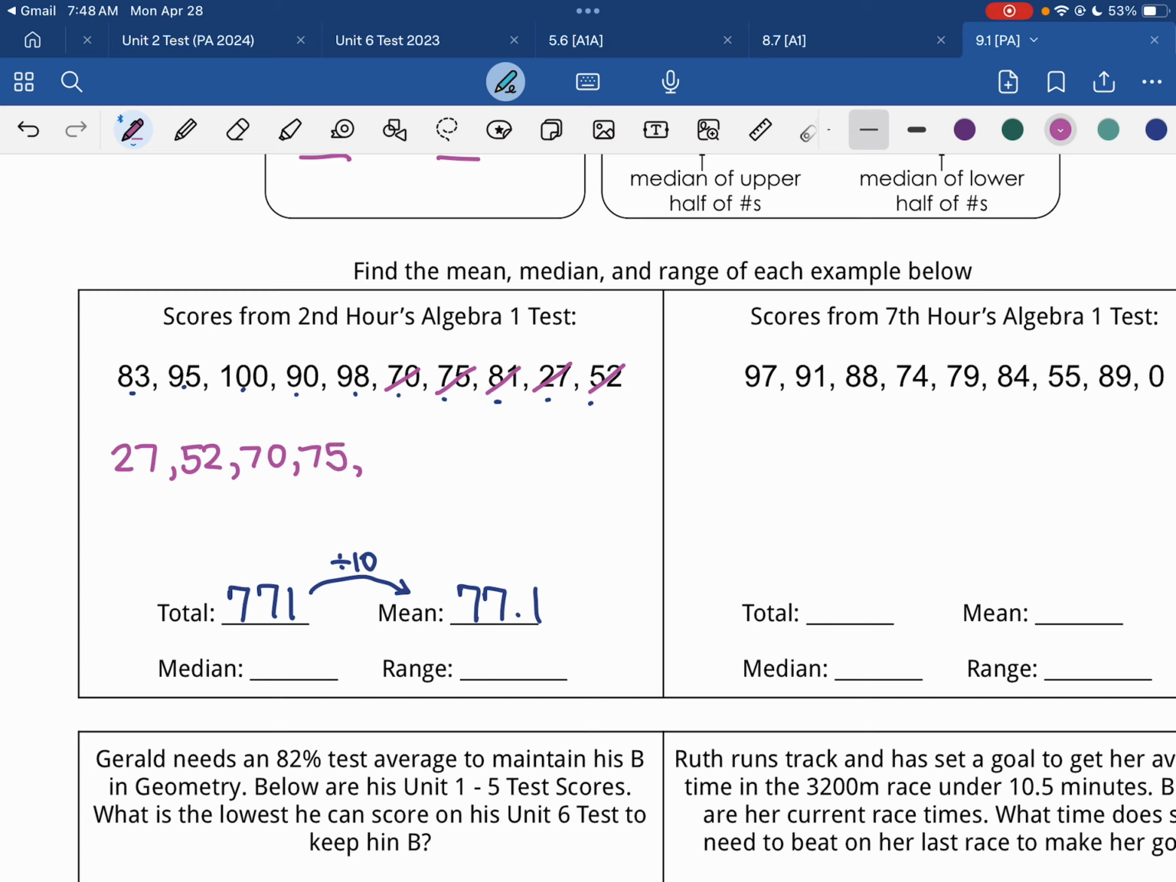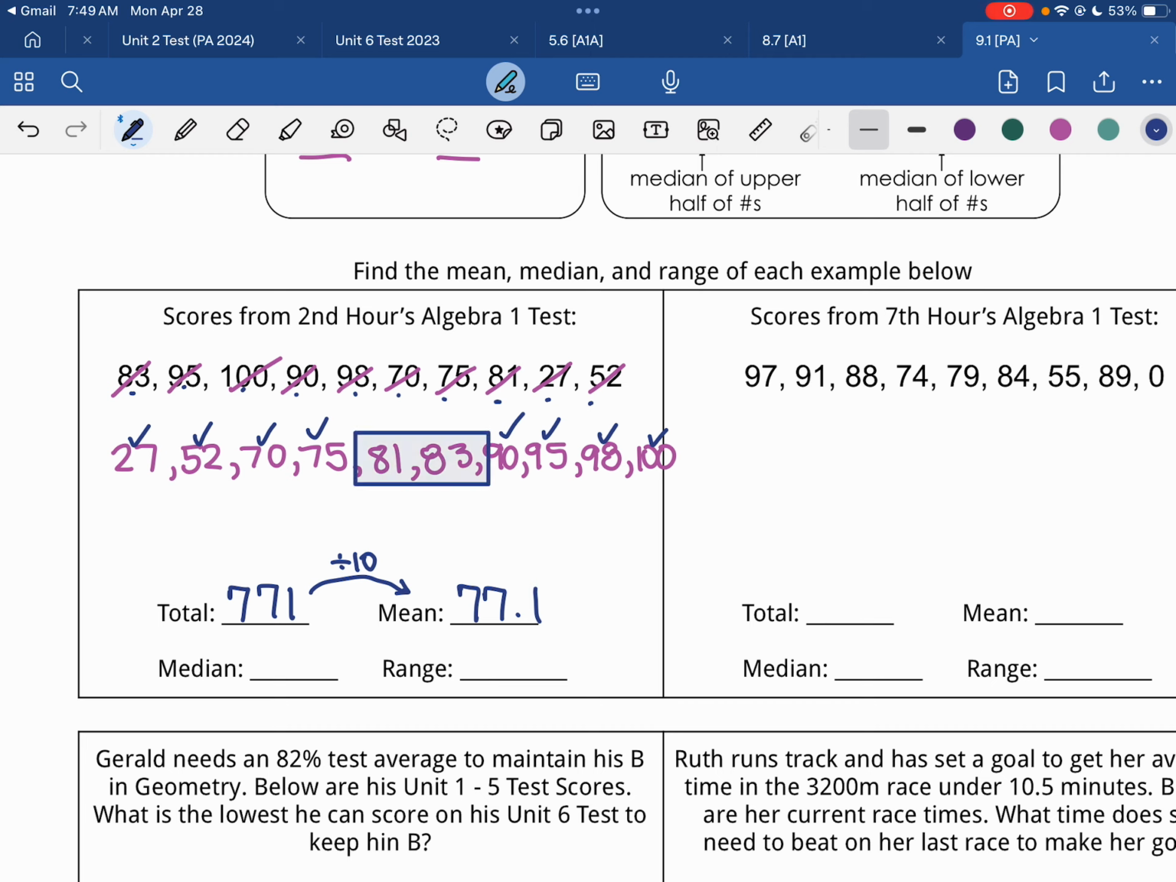And then 81, 83, 90, 95, 98, we're almost there, 100. And then you're going to cross one out or check one off on each side. I'm going to go ahead and just do this. One on the left, one on the right, and then another one on the left. If you want, you can do two on the left as long as you do two on the right. And then I don't have enough room to keep crossing out because I'm down to my last two in the middle.